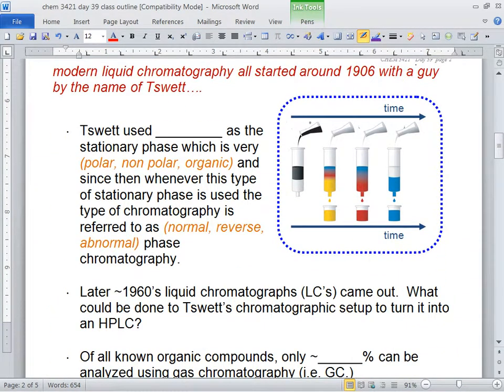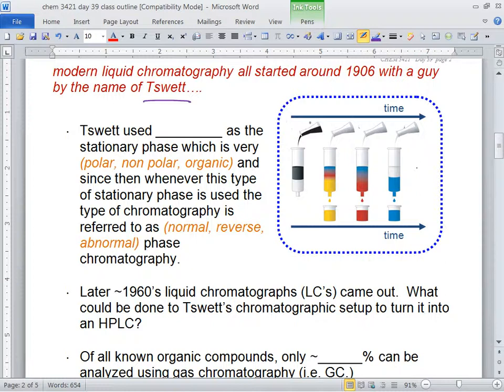Modern liquid chromatography all started around 1906 with a guy by the name of, I've always pronounced this Sweat, and I'm going to keep pronouncing it Sweat until someone corrects me, because I don't know how else it would be pronounced. Sweat, okay. Now first you have to know what he did. He's the guy who's walking around in nature and sees all the different colors of leaves on the same tree. So he sees, well, man, all those colors must be in the leaves.